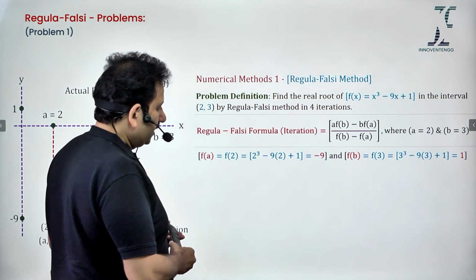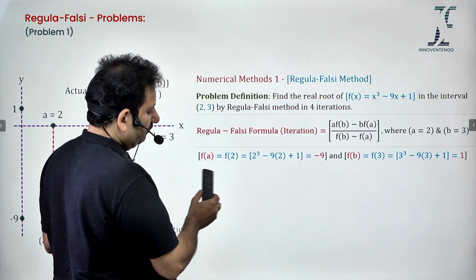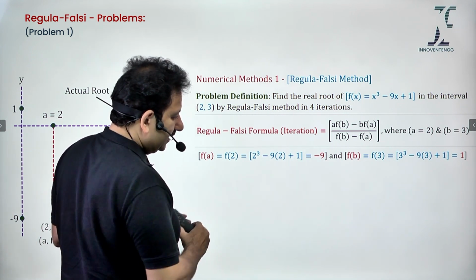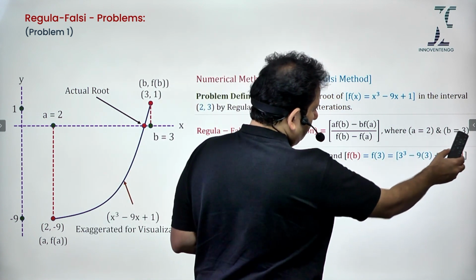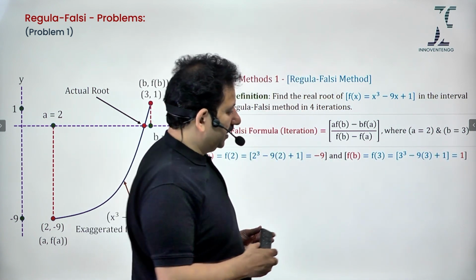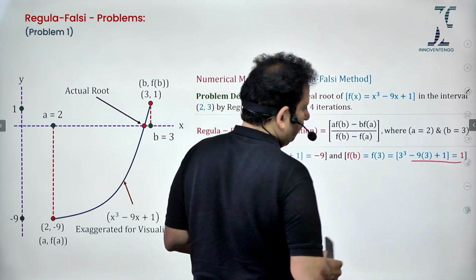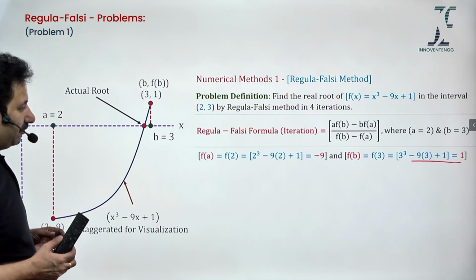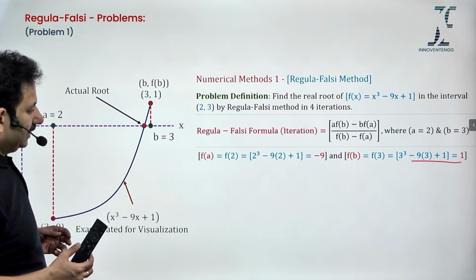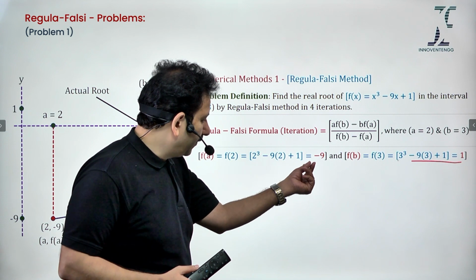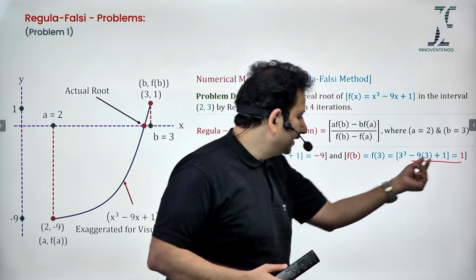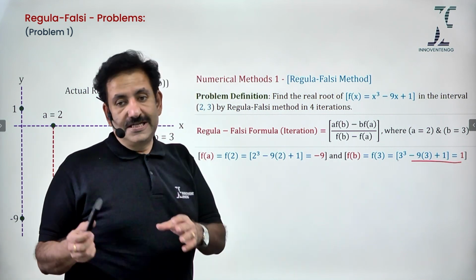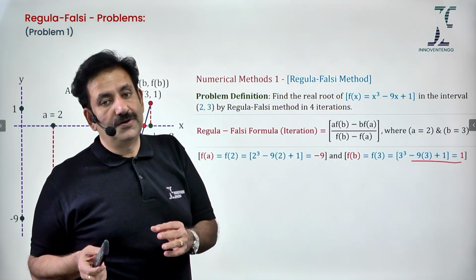It's very clear that if you put a is equal to 2 in the function, that is in the cubic equation, you realize that the value of the function is negative. And when you substitute b is equal to 3 in the function, you realize that the value of the function is positive. So that is 1. And also what is to be noted here is that when the function has a value minus and plus, that is for x equal to 2 and x equal to 3, obviously the root lies between those two values.